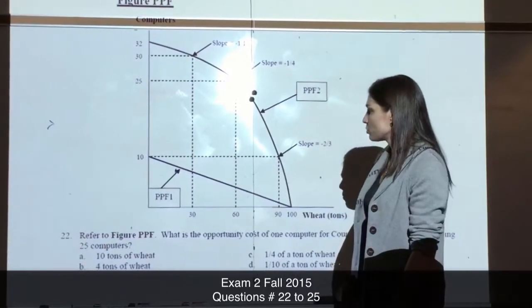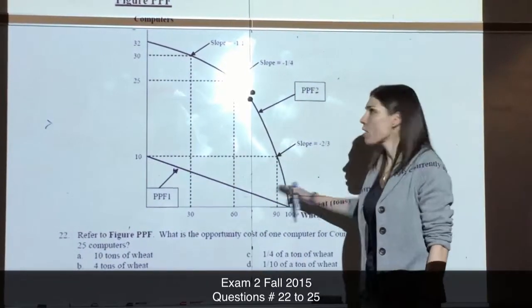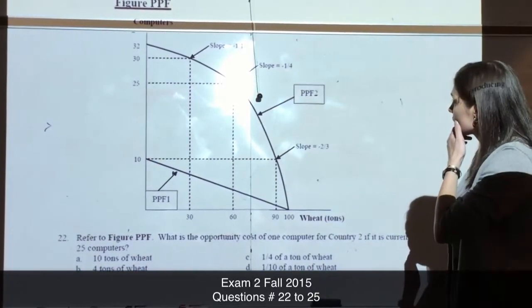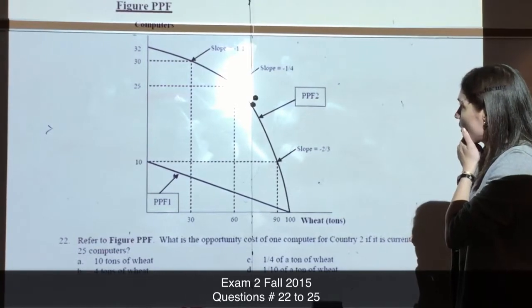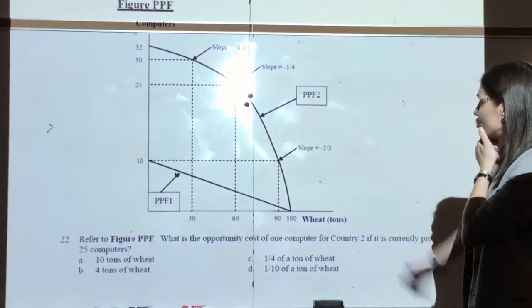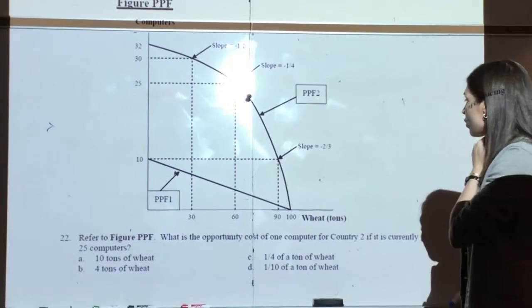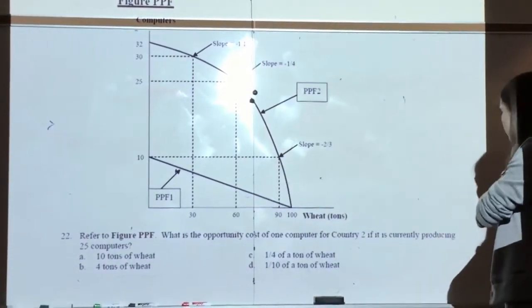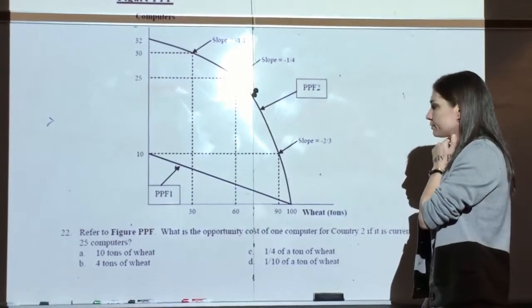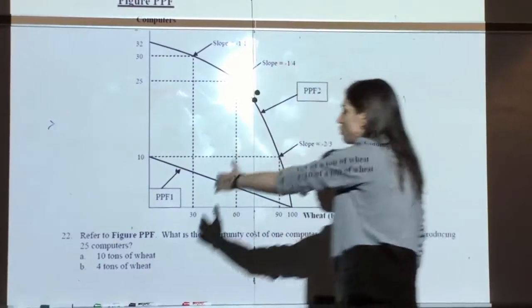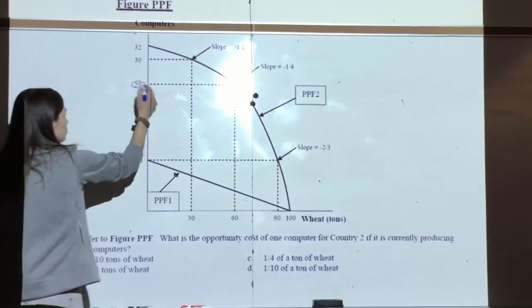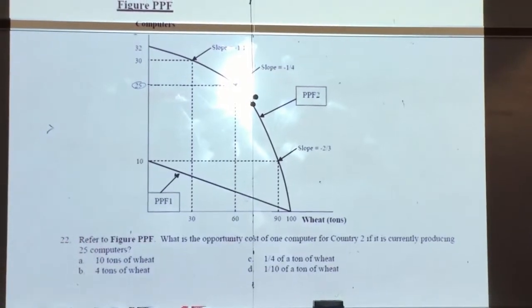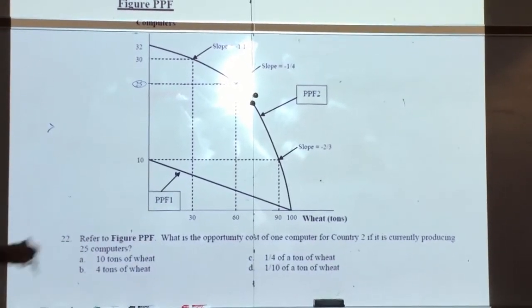We have two production possibility frontiers, a linear one for country 1 and a nonlinear curvature for country number 2. What is the opportunity cost of one computer for country 2? We're on that PPF, currently producing 25 computers. Computers is on the y-axis. They're currently producing 25, so they're basically at this point. The question is, what is the opportunity cost of one computer at that point?